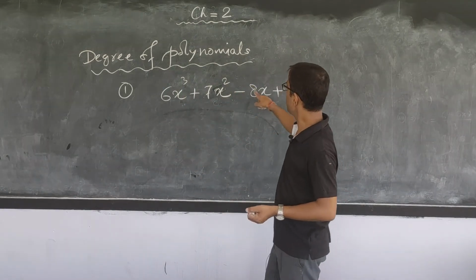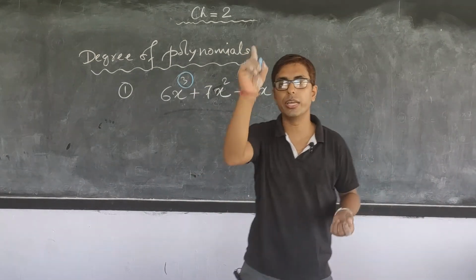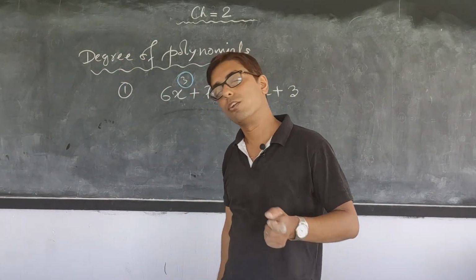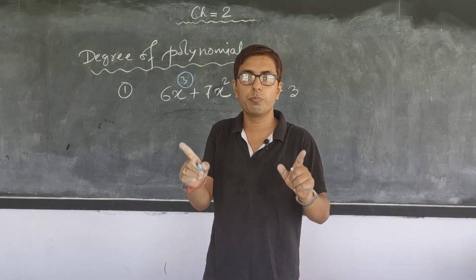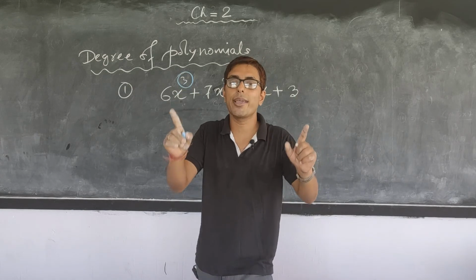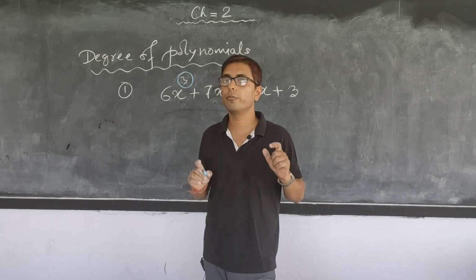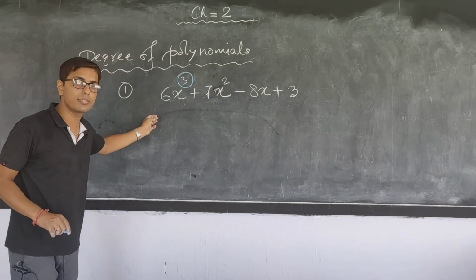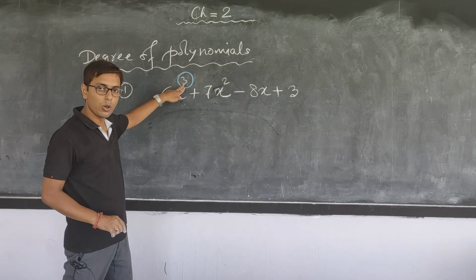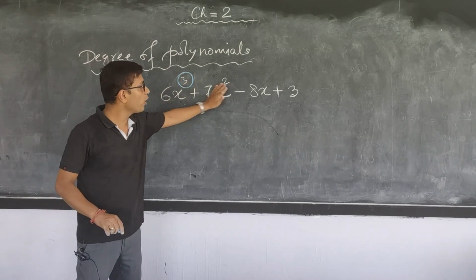So what is the maximum power you can see? Yes, the maximum power can be seen is 3. So degree of this polynomial will be 3. So what is the degree of the polynomial? Highest power on the, in case of the polynomial in one variable, the highest power on the variable is called the degree of the polynomial. Clear? So this is a polynomial in degree. What is the degree of this polynomial? This is 3.